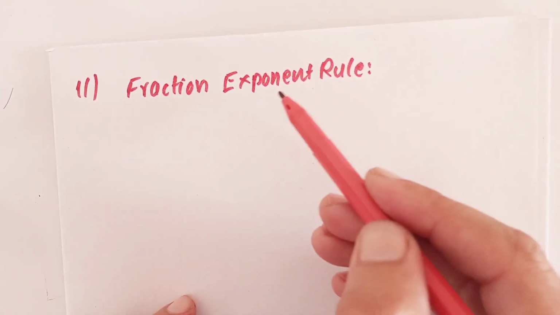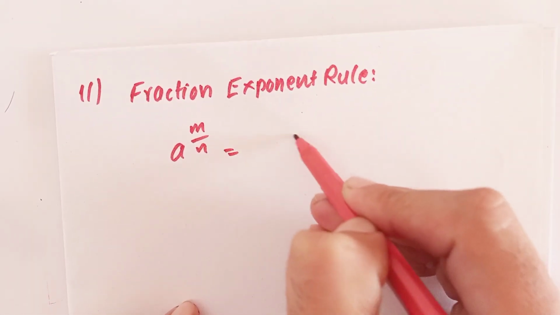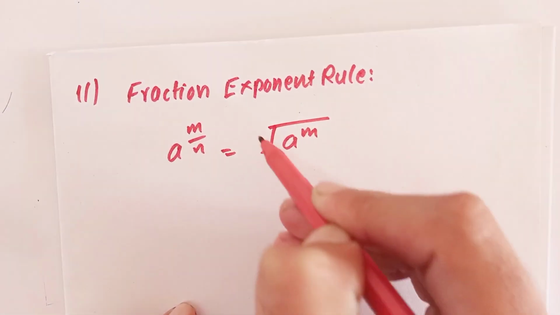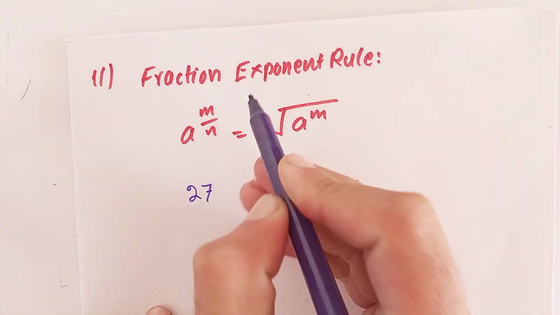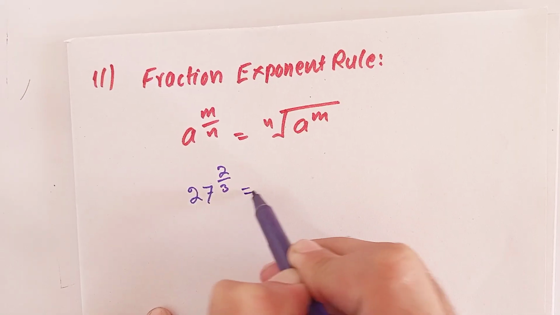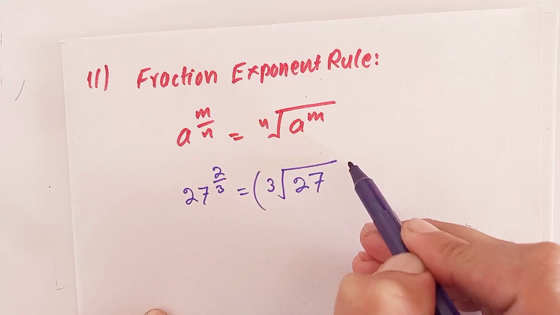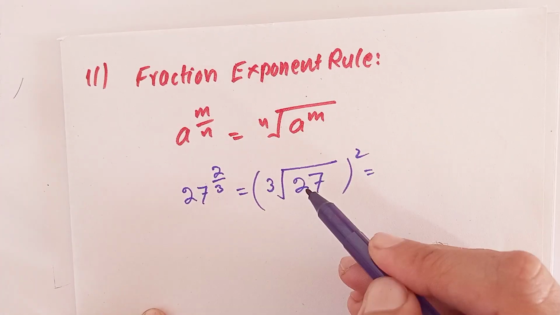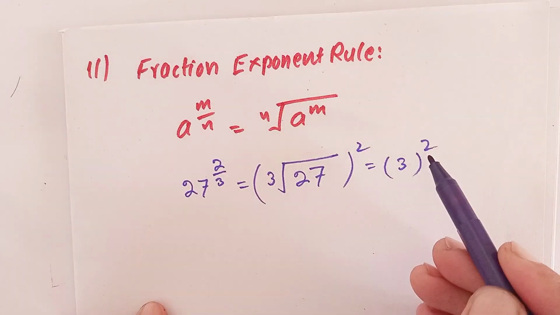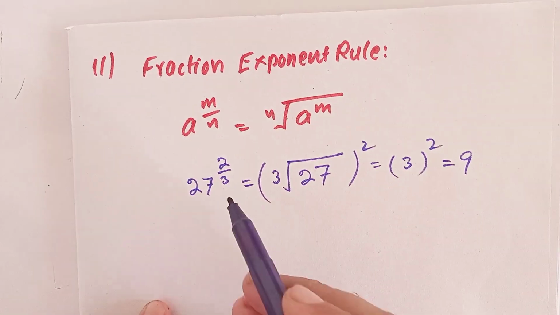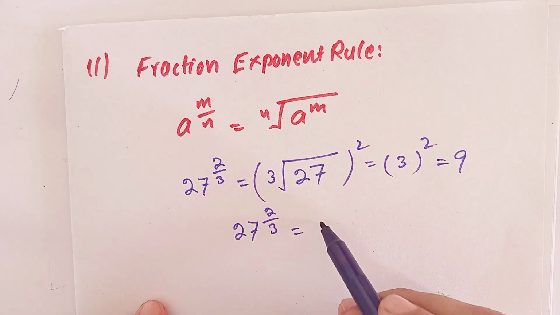11. Fraction exponent rule. Fraction exponent rule says that a to the power m over n is equal to the nth root of a to the power m. For example, 27 raised to the power 2 over 3 is equal to cube root of 27 raised whole to the power 2. So cube root of 27 is equal to 3, raised to the power 2. 3 raised to the power 2 is equal to 9. So 27 raised to the power 2 over 3 is equal to 9.